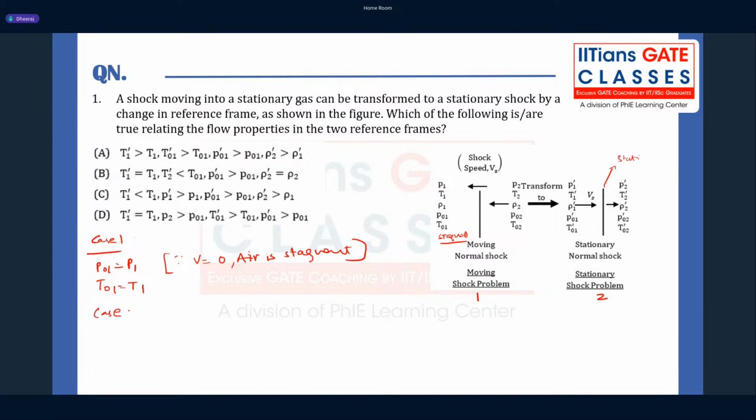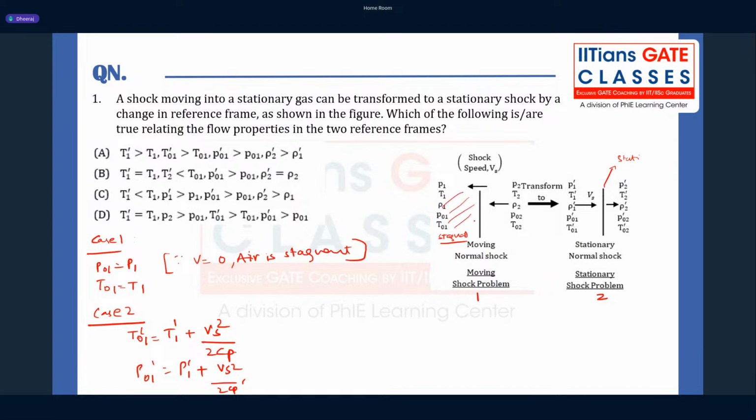And in my case 2, I can write my T01 is equal to T1 dash plus Vs square by 2Cp. And my P01 dash as P1 dash plus Vs square by 2Cp. So here my fluid is the same, right?